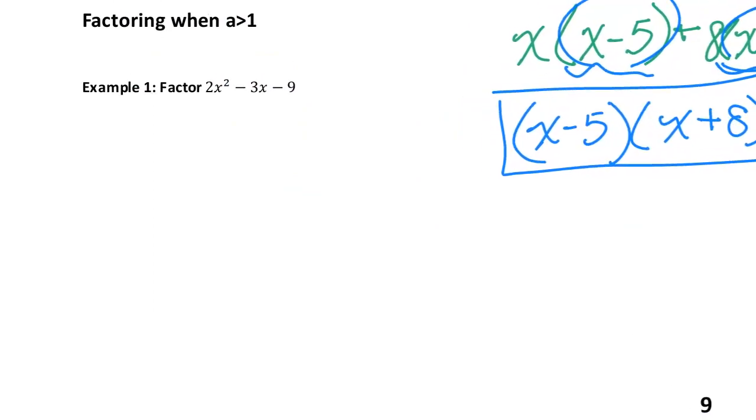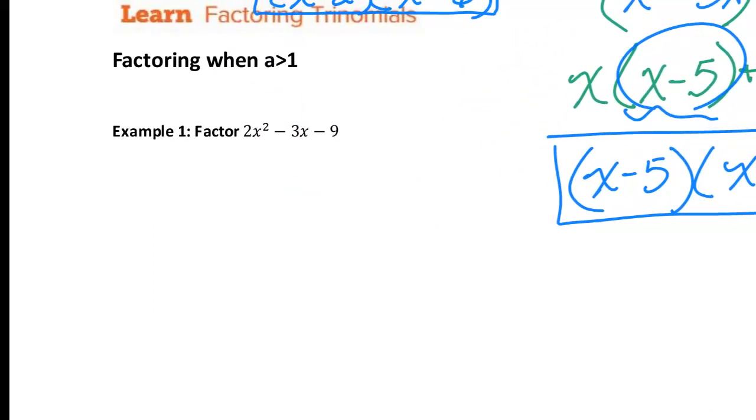Here we go. All right, so factoring when a is not 1. Before, almost always, if you remember, standard form says ax squared plus bx plus c. Almost always before, our a value was equal to 1. Well, now it's not. It's bigger than 1. But we're still going to check for the same kind of thing.